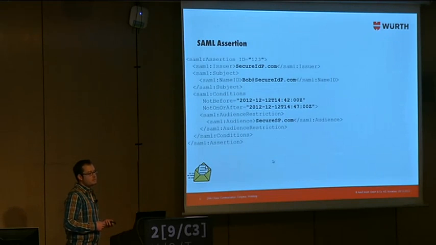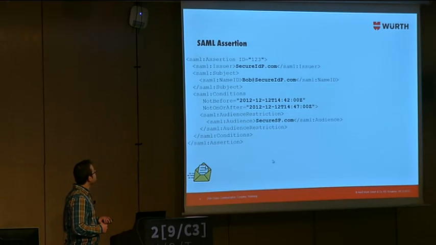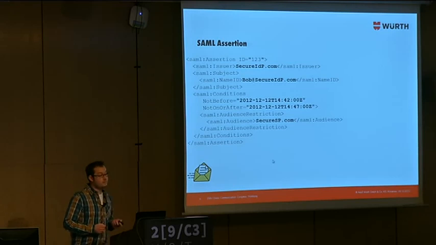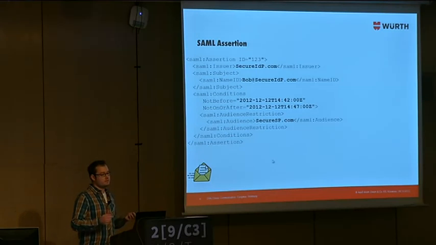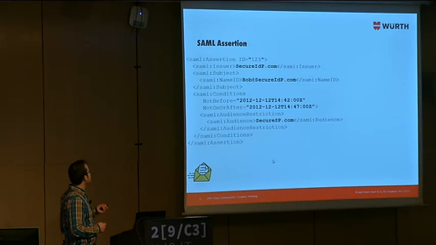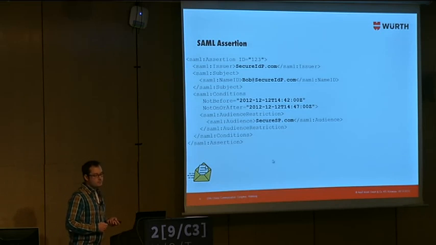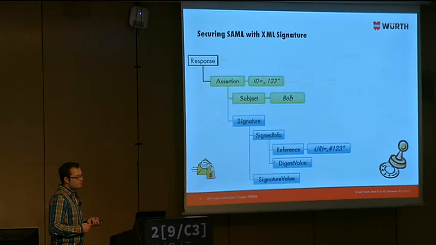So, back to the SAML assertion. Here you see an example of a SAML assertion, and this assertion tells the following story. It was issued by the secure IDP identity provider and authenticates the user Bob at secureidp.com. The assertion is valid for exactly 5 minutes, as indicated in the conditions element, and it is for the secure SP service provider. For the sake of clarity, I will now switch to the XML tree-based notation, as you see on the right side.